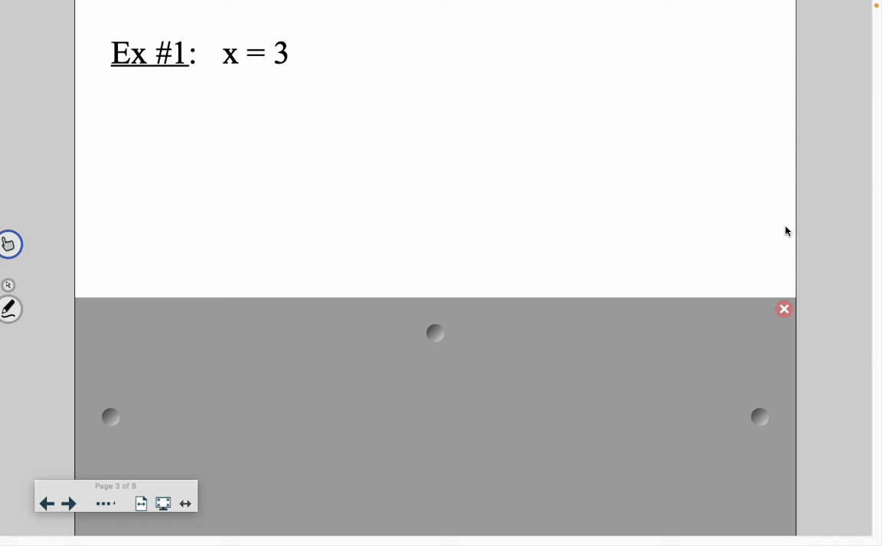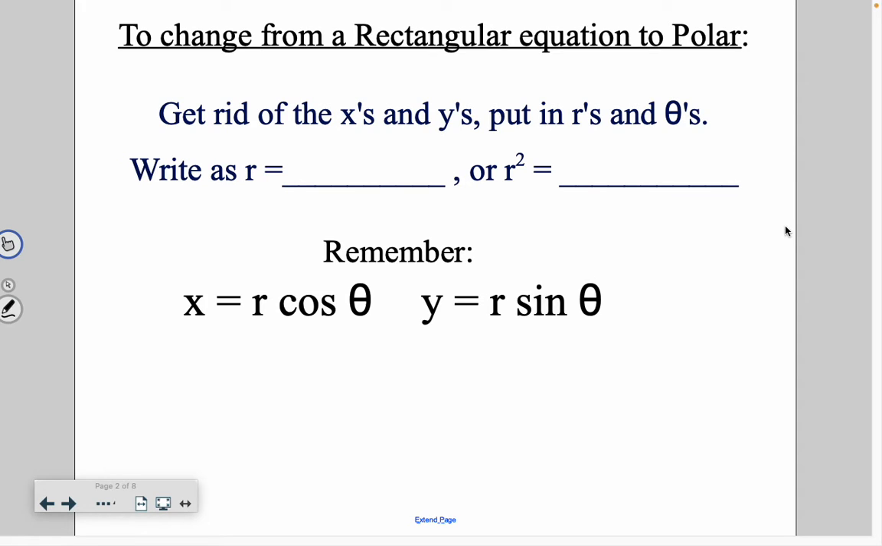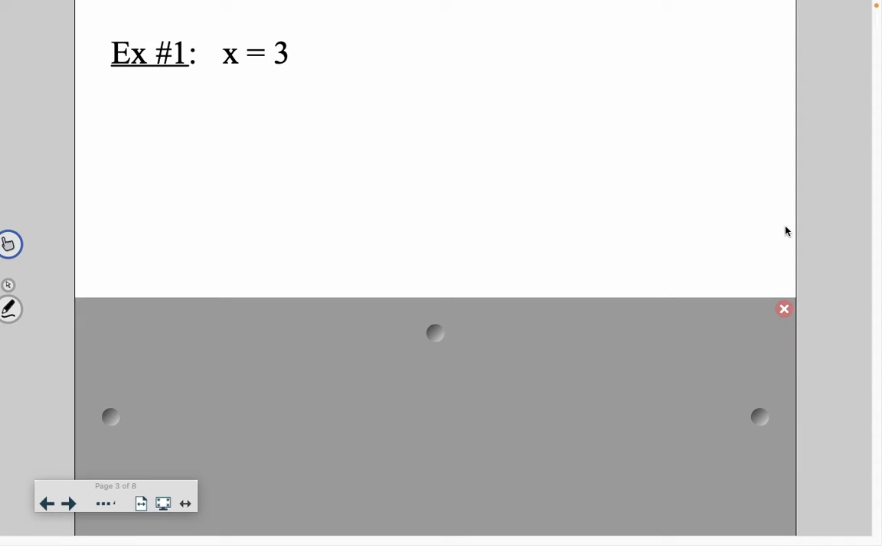Here is an equation that is in rectangular form. X equals 3. This could be any equation, but this one in particular is just a vertical line at x equals 3. We're going to change that into the polar form of the same thing using exactly what we just talked about. We're going to take the x out and substitute r cosine theta in its place. So instead of x equals 3, we're going to have r times the cosine of theta equals 3. Take out x and substitute in what it's equal to.